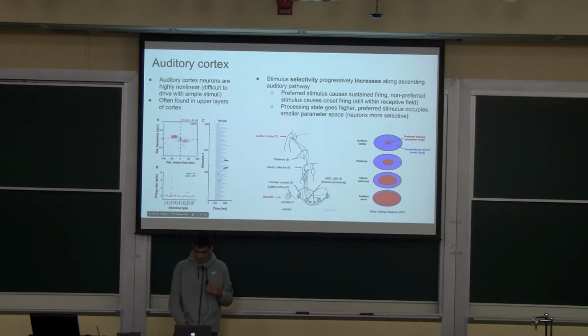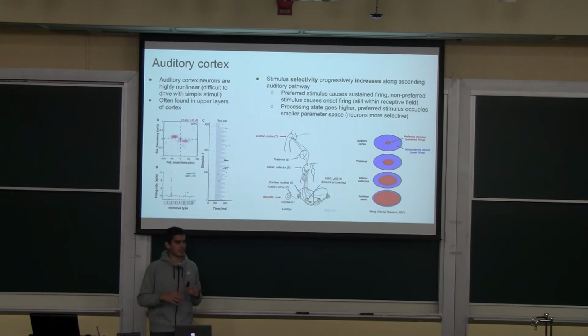The term is a little confusing, but basically it's what it says here. A preferred stimulus causes sustained firing. I would think about it as the background firing versus the firing you would get from a response to that particular type of stimulus. And the idea that it's making is that as you go up, the stimulus needs to be more and more specific.